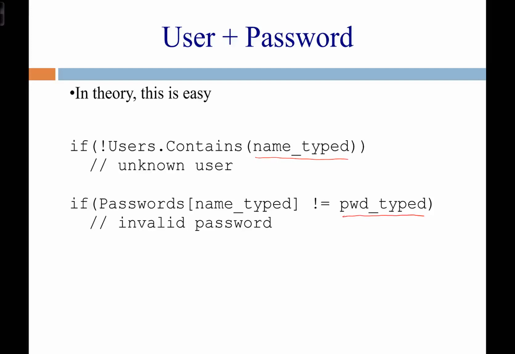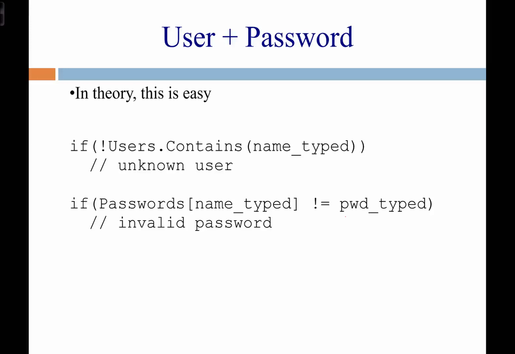So we have some data structure called users. We just check if users contains that username. If not, it's an unknown user. If it does contain that username, then we verify that the password they typed matches the password for that user. So we have some dictionary mapping usernames to passwords. And if whatever they typed on this login attempt doesn't match the one on file, then we reject the login.